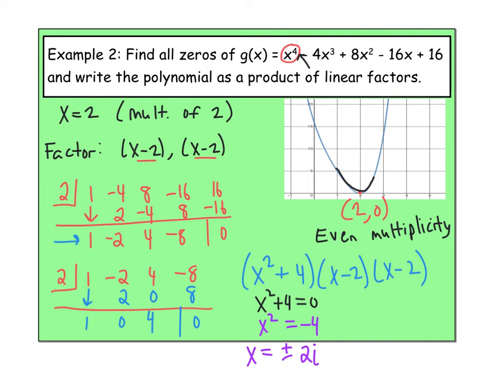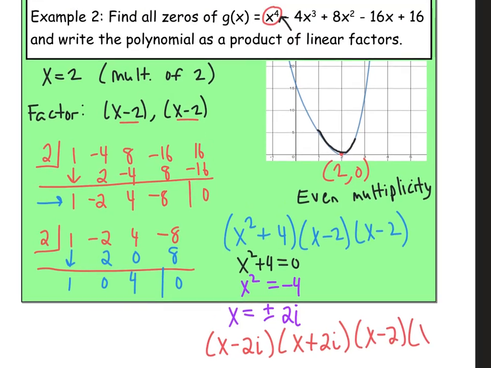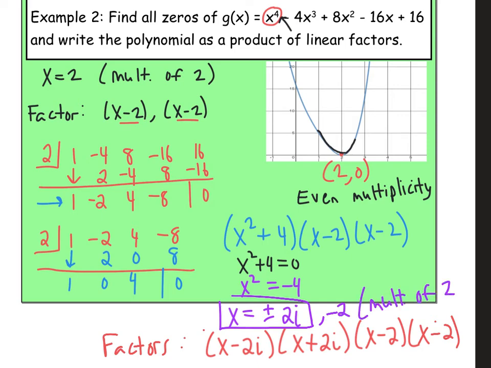Once you know the zeros, the factors that come from those would be x minus 2i and x plus 2i, along with the original x minus 2 and x minus 2. So these are all the factors. And all of the zeros are plus or minus 2i along with positive 2. We could just note that it has a multiplicity of 2, or you could write it twice, either way. But that's it. Those are the zeros, and those are the factors.